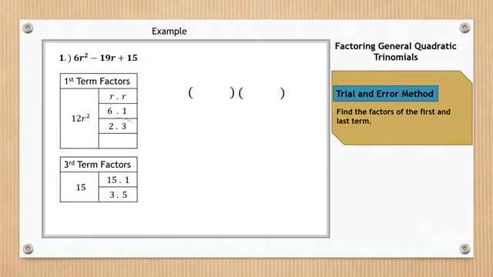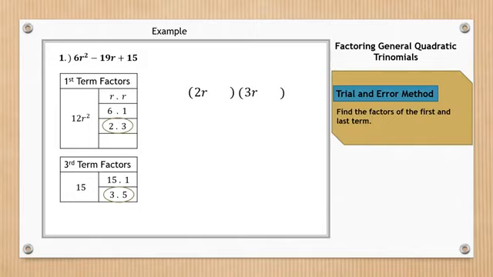This time, I will use 2 and 3. Earlier I used 6 and 1, right? This time I use 2 and 3. So I write down 2r and 3r. And I'll stick to 3 and 5. Again, you can use 15 and 1, but in this video, I'll stick to 3 and 5.